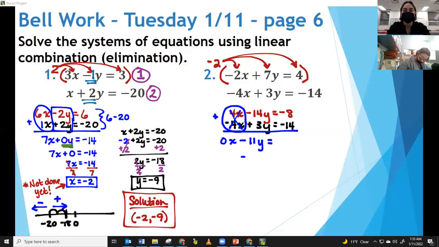What about negative 8 minus 14? What's going to happen there? Negative 22.